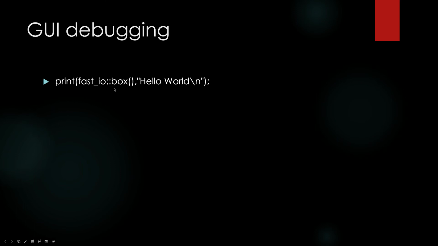Box can be implemented differently on different platforms. If your platform does not support GUI debugging, then it will use standard out as the device. It's still the terminal, which is basically mainly targeting Windows, but we want to do it in a cross-platform way.